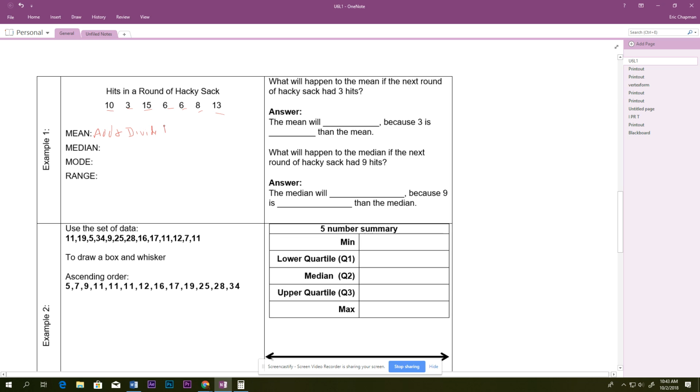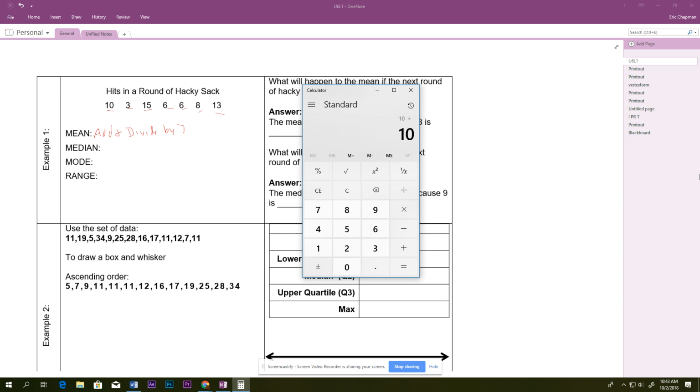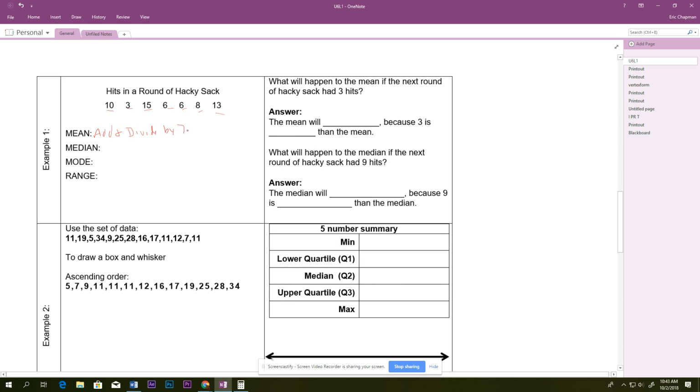So let's do that. Let's take 10 plus 3 plus 15 plus 6 plus 6 plus 8 plus 13. We get 61. There are 7 numbers, so we're going to divide by 7. So our average is 8.714. We're going to round that to 8.7. We'll do 8.71. Our median, so we need to order these from least to greatest, from smallest to largest.